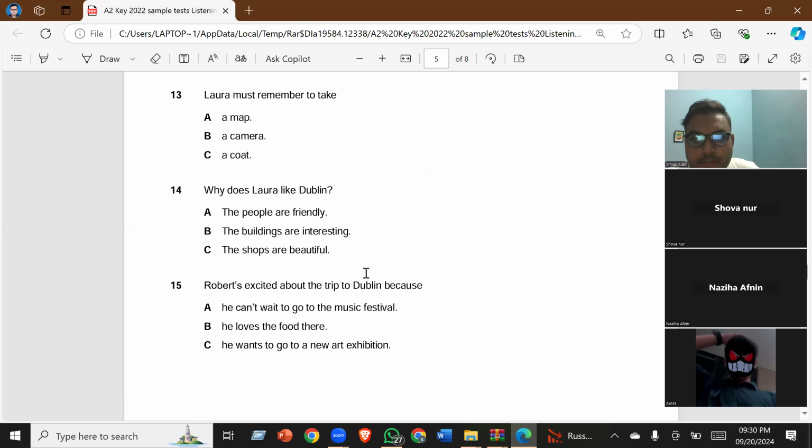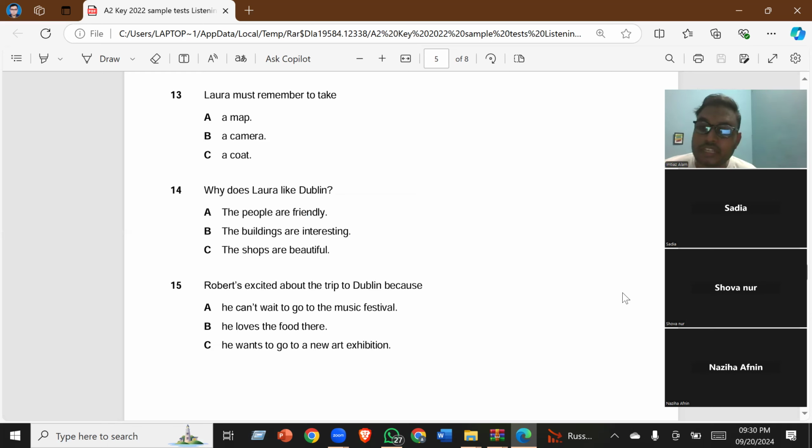Okay, suppose we are going to question number 14, why does Laura like Dublin? And the first option is the people are friendly. So can anyone tell the main word or keyword? Friendly. Excellent. Yes, friendly is the keyword. Can anyone tell the keyword in option B? Interesting. Yes, interesting. And the keyword in option C? Beautiful. Yes, so beautiful. These are the keywords, or these are the main information.